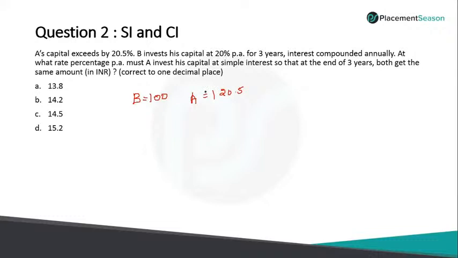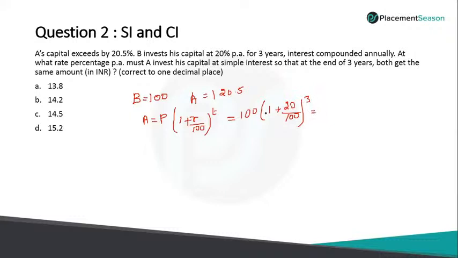What is the amount of B? B invested in compound interest. What is the formula for compound interest? Amount is equal to P into (1 plus R by 100) whole power n, the number of years, or you can take time as T, your wish. If I replace with the values, the principal we have considered for B is 100, 1 plus the rate of interest, 20%, which is 20 by 100, whole power, the time is 3 years.